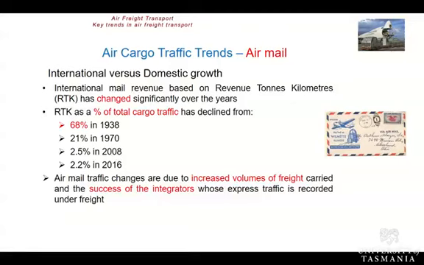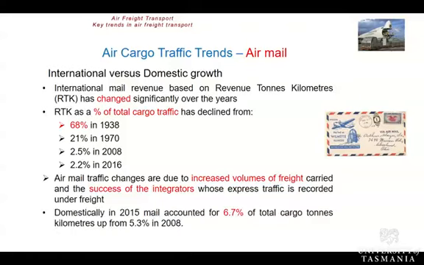Now, air mail traffic volumes have typically increased, due to increased volumes of freight, as I mentioned before. And also the success of the integrator. Now, the integrators, the express carriers, many of those have contracts to carry mail, so when they do the calculation about the carriage of mail, often it's put in with the cargo side of things. From a domestic perspective, it's been performing better than international, and it sits at about 6.7%. And in fact, that is an increase from 2008, which was 5.3%.